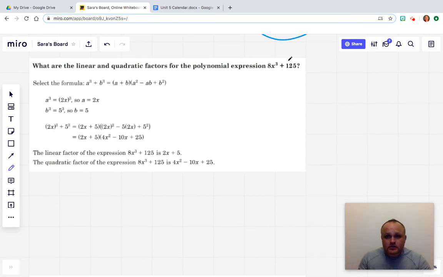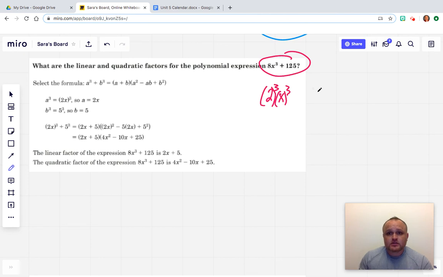Okay, look at this. This is a sum of cubes. The 8 can be written as a 2 cubed. The x can be written as an x cubed. And this 125 can be written as a 5 cubed. Because 5 times 5 is 25, times 5 more is 125. Okay, so here we go.